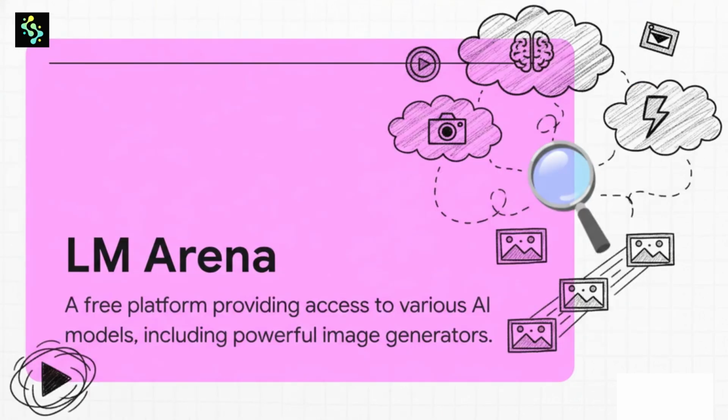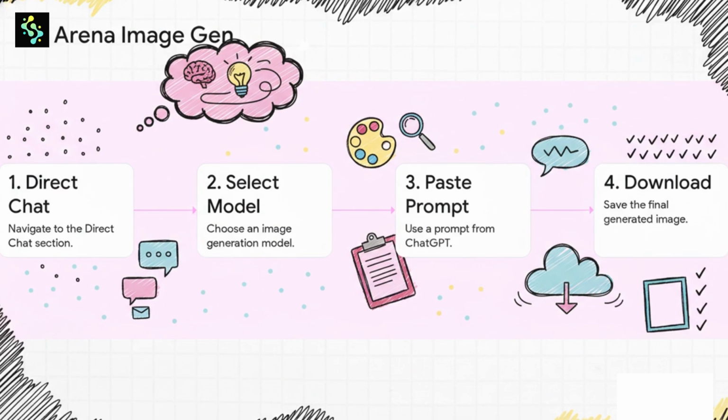Now, to actually create these images for free, we're going to use this fantastic resource called LM Arena. You can think of it like a free-for-all playground that gives you access to all sorts of powerful AI image models in one spot. And the process is super easy. Once you're in LM Arena, you just go to Direct Chat and pick an image model, then copy and paste one of those prompts from ChatGPT, and boom, it'll create your visual. Just download the image and then do it again for every scene in your story.